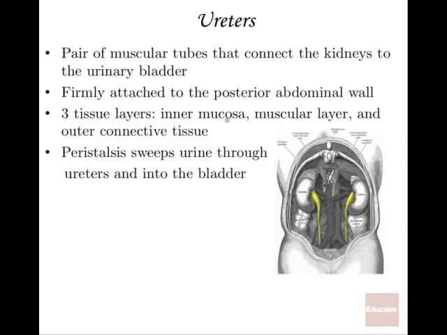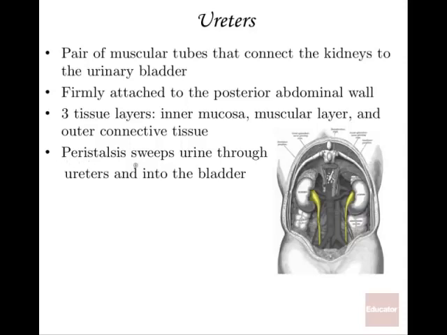3 tissue layers, similar to what we saw with digestive system stuff. Inner mucosa, that's actually adjacent to the lumen, that's where urine is going to be. Muscular layer, because you do have to help move along the urine, and the outer connective tissue that's going to help keep these tubes anchored to the neighboring tissues and organs.